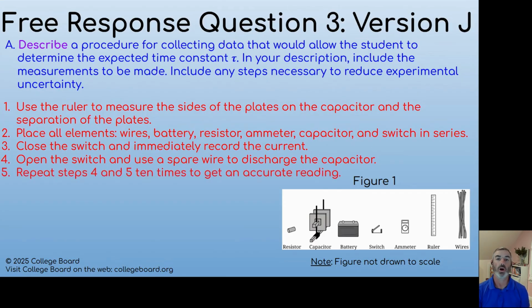And this is always a point in the FRQ for the experimental design: you have to talk about reducing uncertainty. So we're going to repeat steps 4 and 5, where we close the switch immediately, record the current, and then open the switch and discharge it. We're going to do this process at least 10 times, so that we have 10 different measurements of current so that we can have a more accurate value measurement of that current.